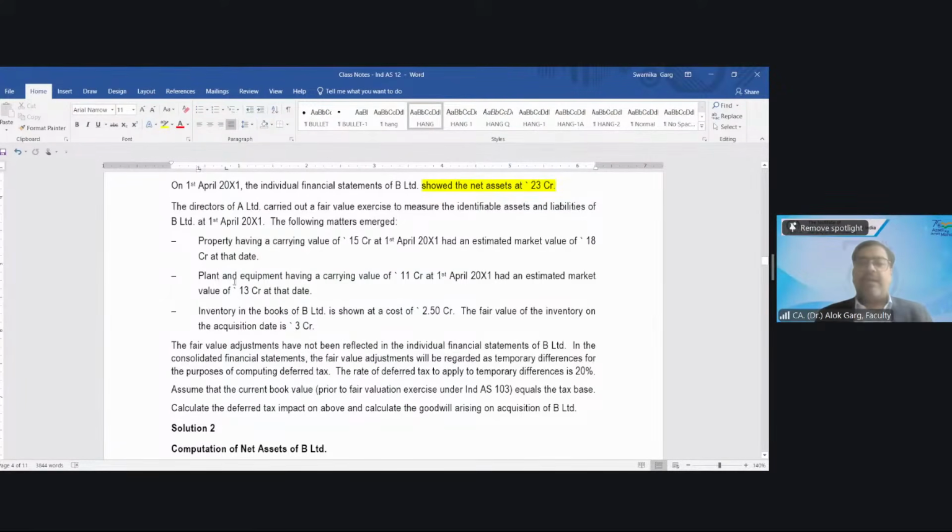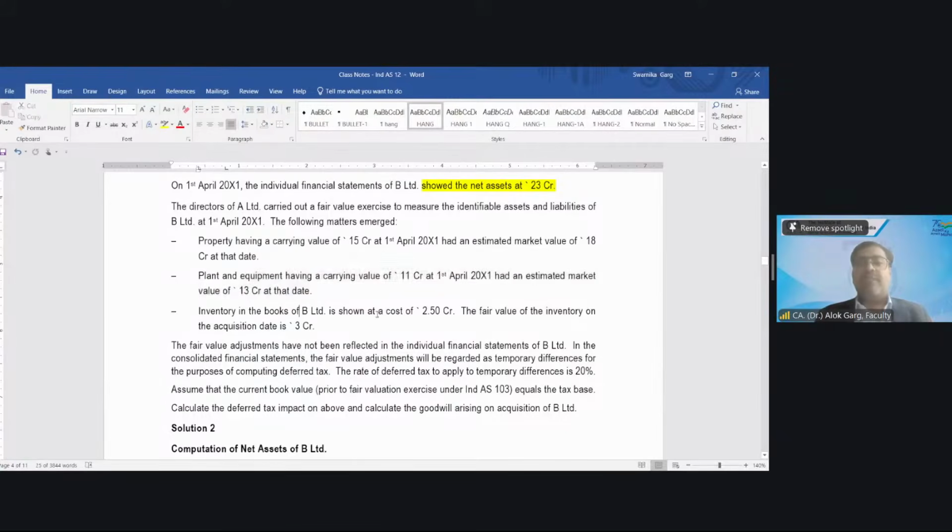Plant and equipment having a carrying value of 11 crore had an estimated market value of 13 crore at that date. So 2 crore has been increased in the plant and machinery also. So 3 crore in the property, 2 crore in the plant and building, 3 plus 2, 5 crore.